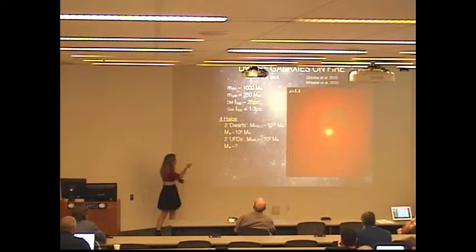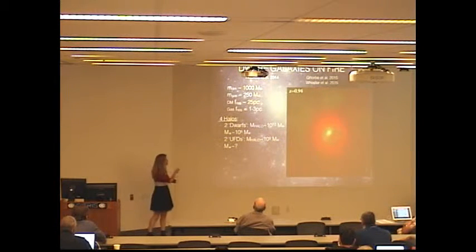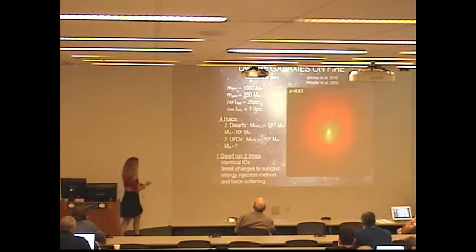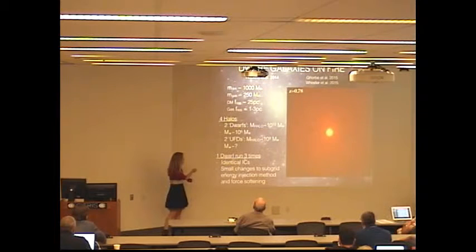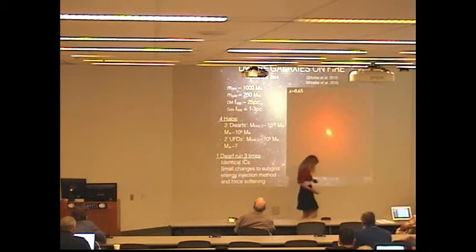2 dwarfs at 10 to the 10 solar masses in dark matter. This is something we would expect to host a galaxy of about 1 million solar masses. We ran 2 what we called ultra-faints at just a few times 10 to the 9 solar masses. Now this is low enough that we weren't exactly sure what to expect. One of our 10 to the 10, or more massive dwarfs, we ran 3 different times. Identical initial conditions, just making minor changes to the subgrid implementation.